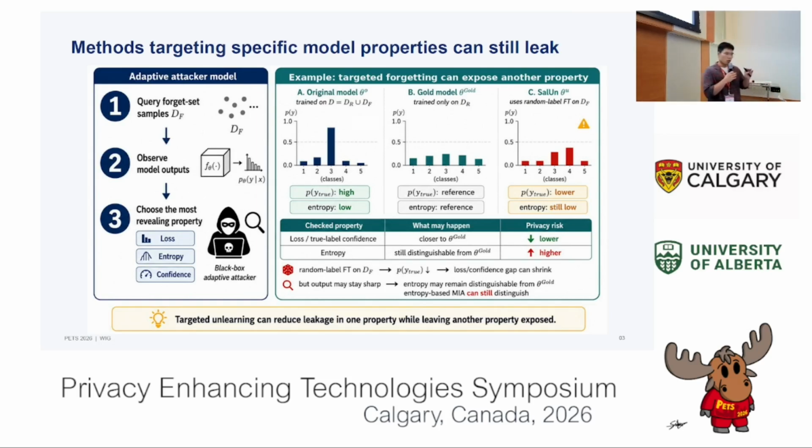So the loss and the true label probability, also called confidence, would be close to the gold model, which is exactly what SalUn wanted. However, for the entropy, the output of SalUn would still be distinguishable from the gold model, which is a privacy leakage. So targeted unlearning can reduce leakage in one property while leaving other properties exposed.